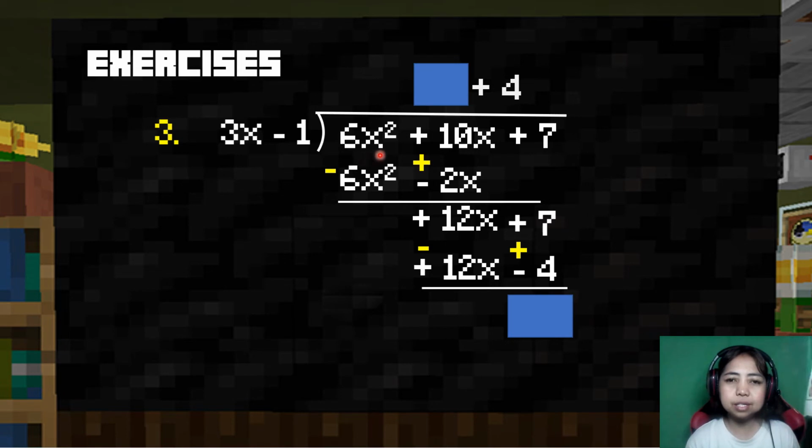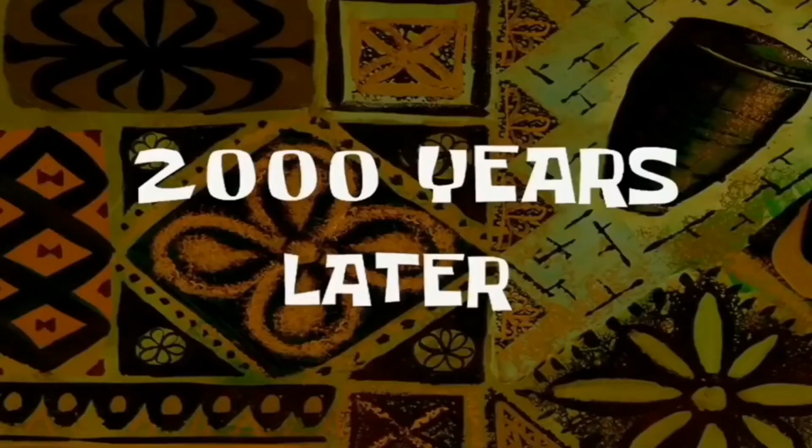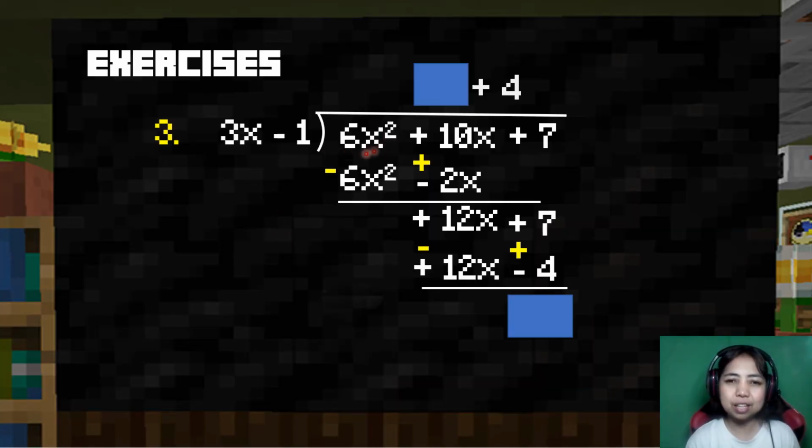Exercise. 6x squared plus 10x plus 7 divided by 3x minus 1. So, check na natin. We have 6x squared divided by 3x. So, paano nga ulit yun? Number sa number muna tayo. So, we have 6 divided by 3 is 2. And x squared divided by x, isubtract natin yung exponent. So, we have 2 minus 1. So, that's 1. So, that would be 2x to the first power or simply 2x.